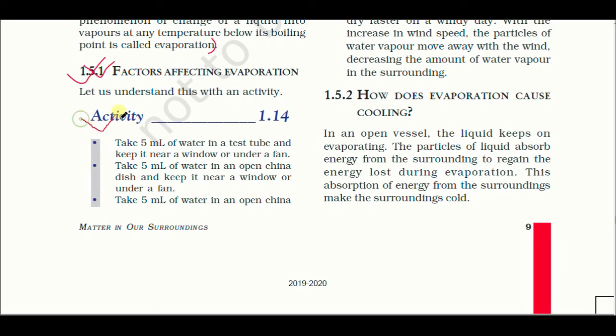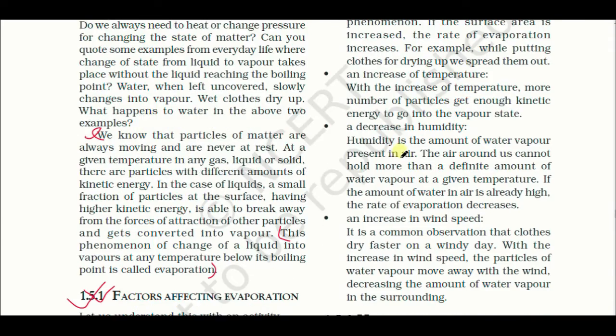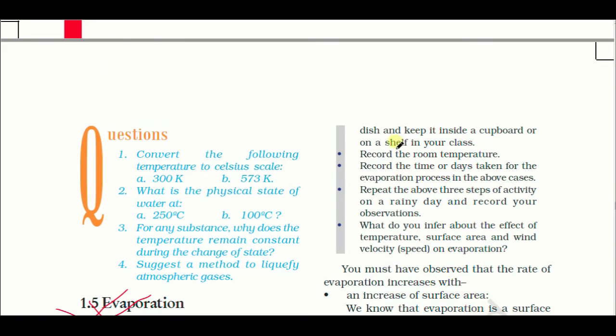So, activity 1.14. Take 5 ml of water in a test tube and keep it near a window or under a fan. Next, take 5 ml of water in an open china dish and keep it near a window or under a fan. Next, take 5 ml of water in an open china dish and keep it inside a cupboard or on a shelf in your class.